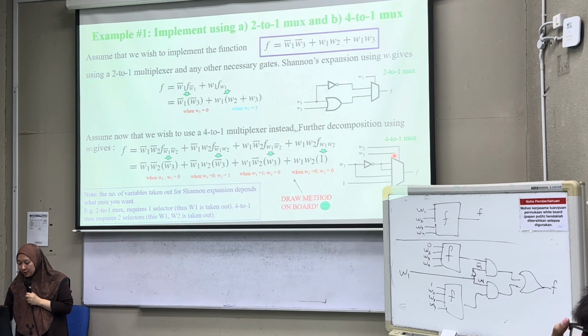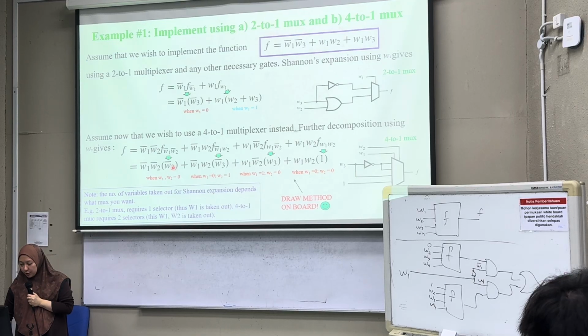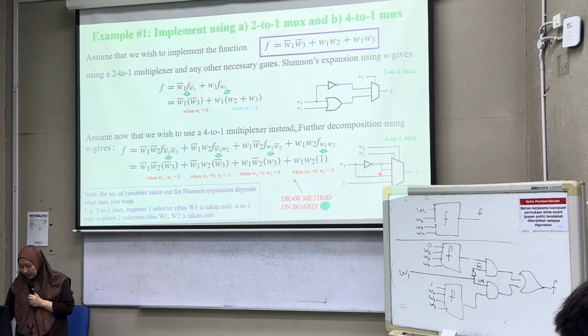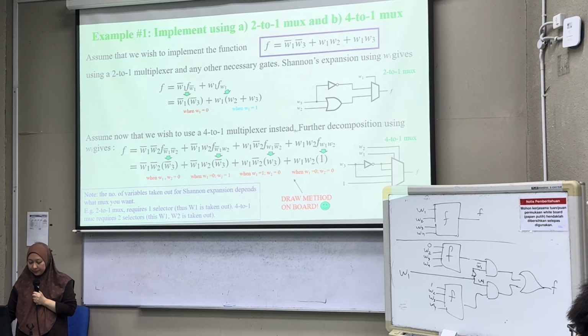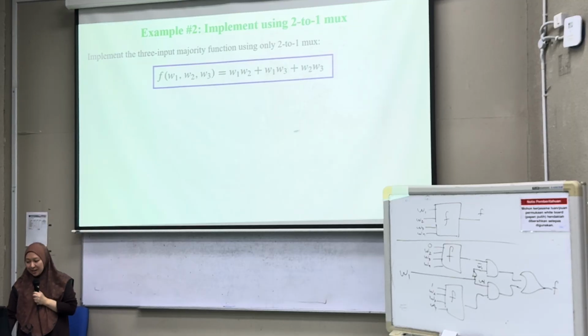So you've got two select lines, W2 and W1. Here you've got W3 bar as the first data line, and the second data line is when it's one. Then W3 bar again, and here is W3, and the last data line is one. So that's your Shannon expansion.